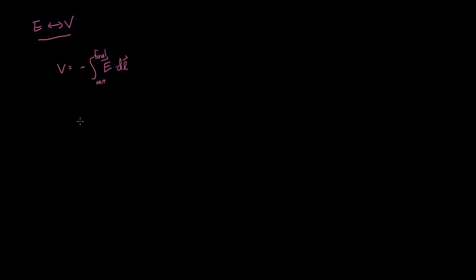Now that we know the gradient operator, we can do the opposite, so go from the E field to the potential. The E field in this case is negative the gradient of V. So these are the two relations that let you go from one to the other.